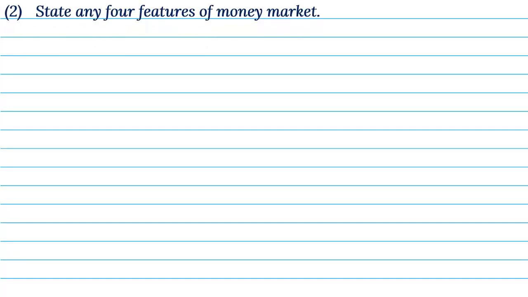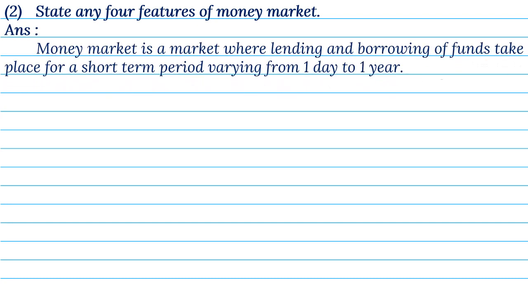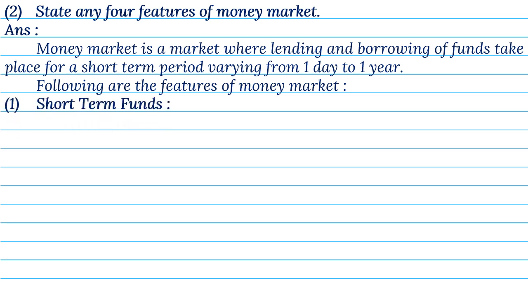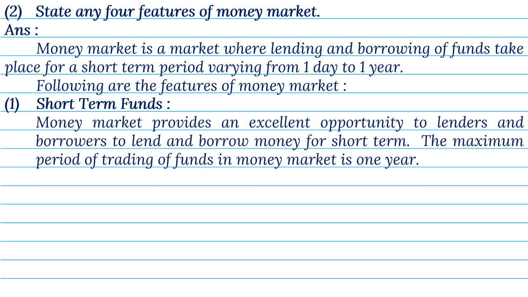2. State any 4 features of money market. Answer. Money market is a market where lending and borrowing of funds take place for a short-term period, varying from 1 day to 1 year. Following are the features of money market. 1. Short-term funds. Money market provides an excellent opportunity to lenders and borrowers to lend and borrow money for short term. The maximum period of trading of funds in money market is 1 year.